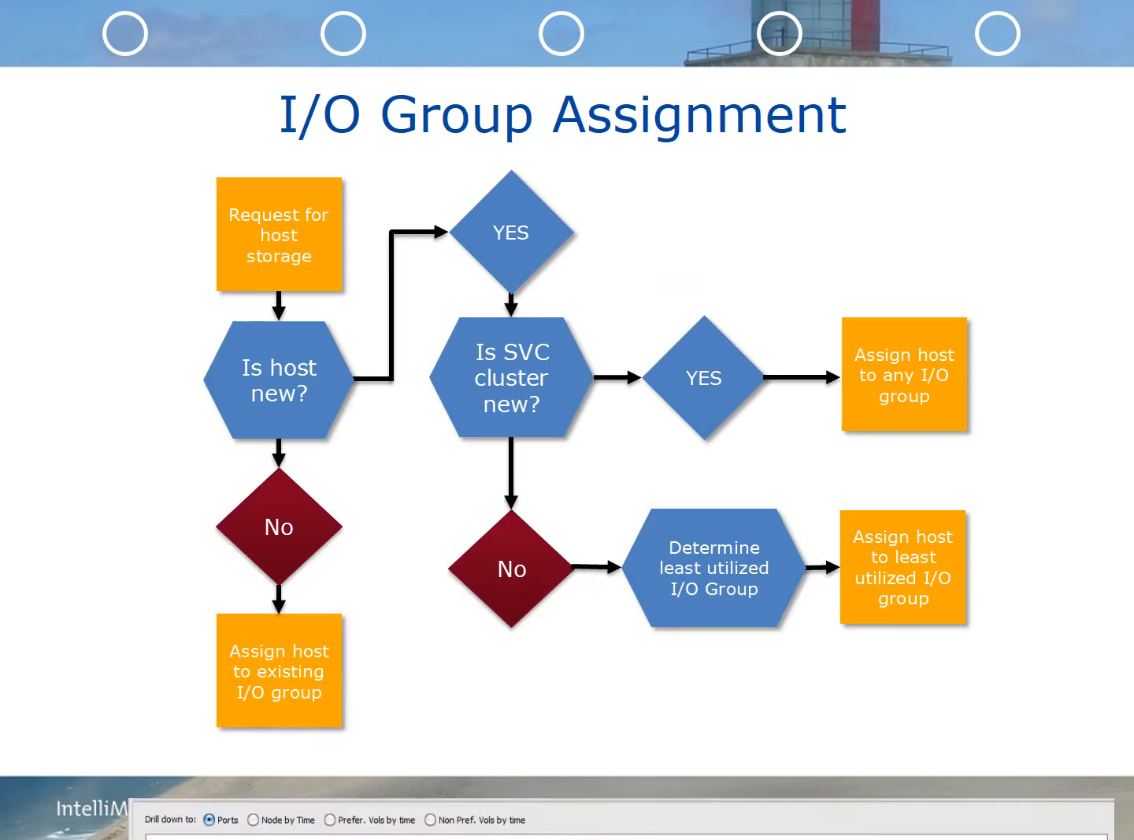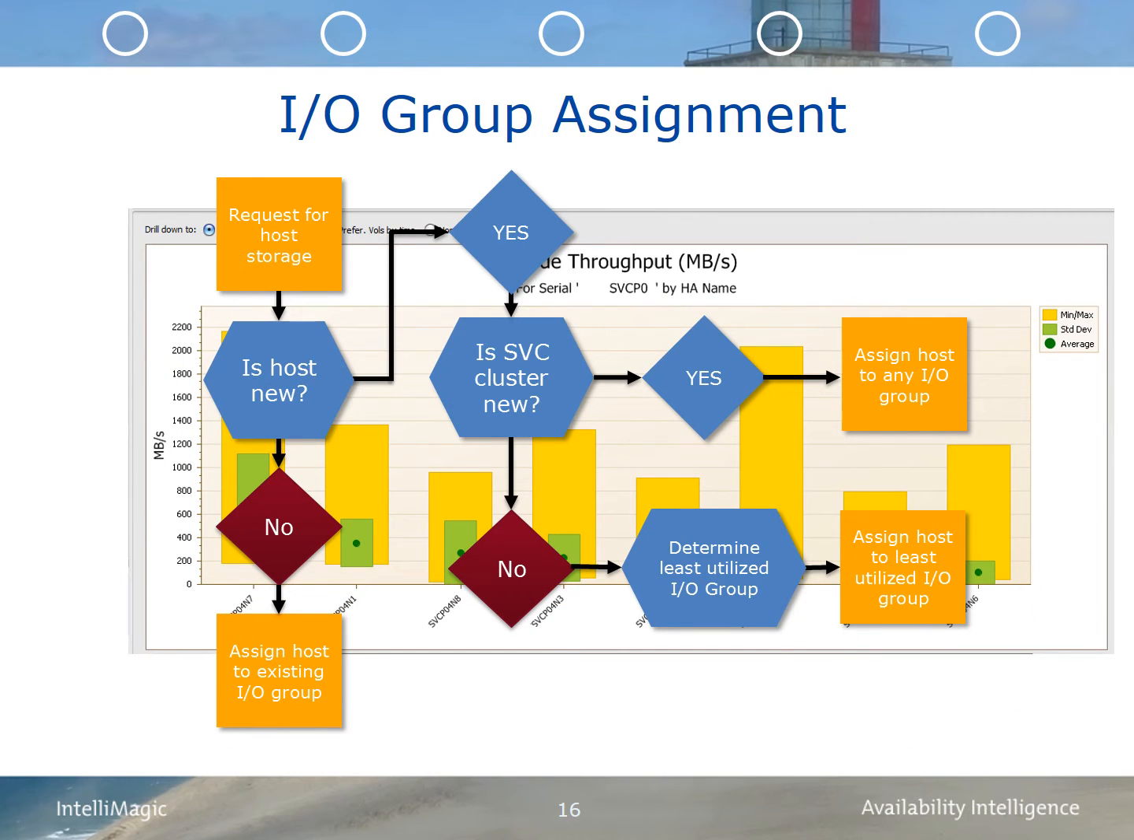When assigning hosts to I/O groups, it's important to follow a consistent process that considers performance. This will increase the availability and performance of the environment. The first step in the process is to determine if the host is new or existing. If the host is an existing host, then you don't need to do any host assignment, as the host is already assigned. If it's a new host and you are assigning to a new SVC, then assign to any I/O group. If it is a new host on an existing SVC, then determine which I/O group is the least utilized. The IntelliMagic Vision balance charts are designed to show how well balanced each of the I/O groups is.